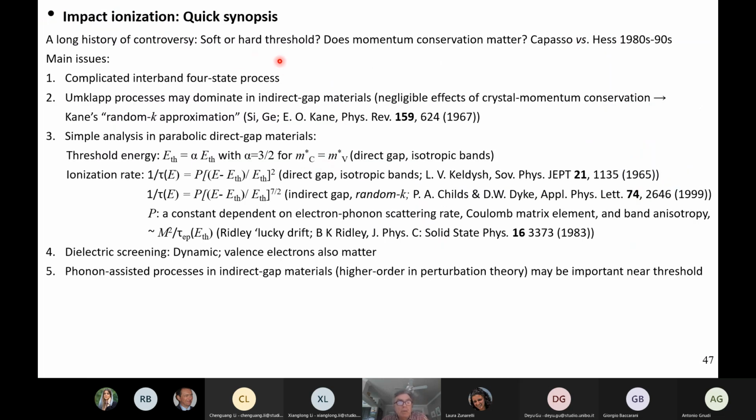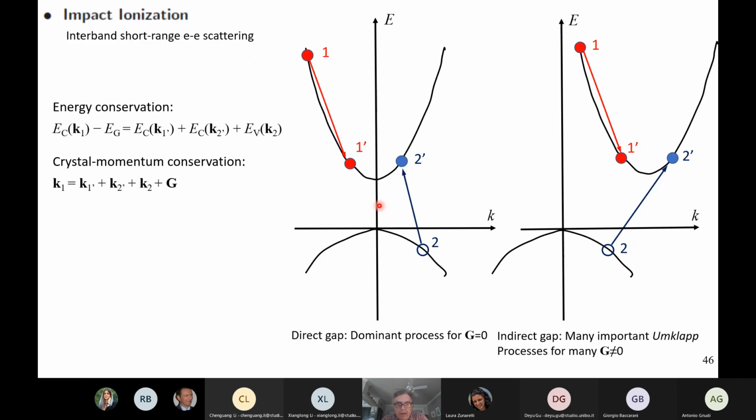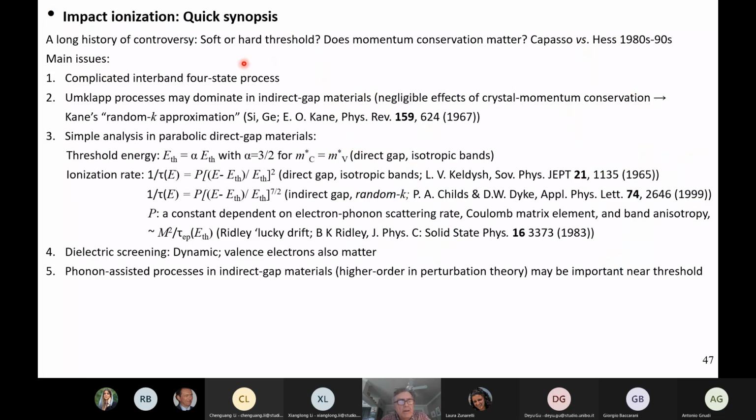So a quick synopsis of what people have done. There is a long controversy about this. We go back to the early calculations done by Shockley himself, by Baraff, Wolff, in the 1950s and 60s. There is a relatively recent controversy involving Capasso and Hess, whether in III-V compound semiconductors the threshold for impact ionization is hard or soft, and that relates to the fact that we have direct gap materials. We expect a hard threshold compared to the soft, Umklapp and phonon-dominated processes that we have in indirect gap materials. There are big issues.